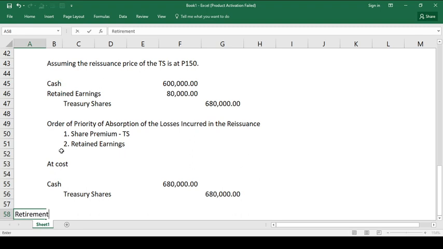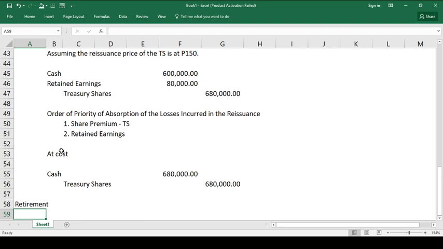Take note on the retirement, guys, there is the derecognition of treasury shares and at the same time the derecognition of the original shares reacquired. Magkaiba po ang reissuance and retirement. Kasi on the reissuance, you reissue the ordinary shares or the shares originally issued. On retirement, you do derecognize the treasury shares at the same time you do derecognize the shares that were originally issued. Yun po yung pagkakaiba.